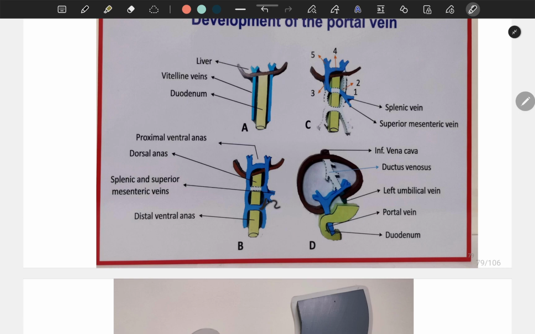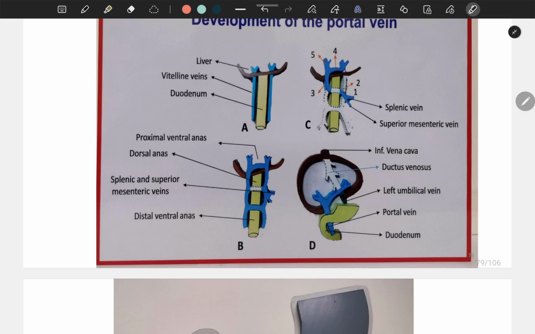So here splenic vein, here superior mesenteric, this is a superior mesenteric vein, this is splenic vein. Okay, joins, trunk, this much is trunk. Trunk is formed by what? Middle dorsal anastomosis plus right vitelline vein between cranial and middle anastomosis.